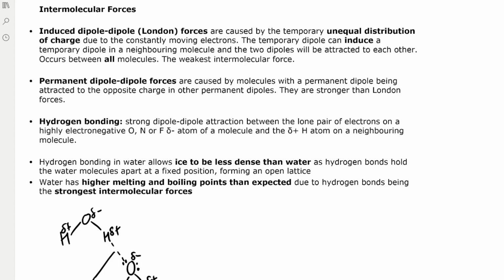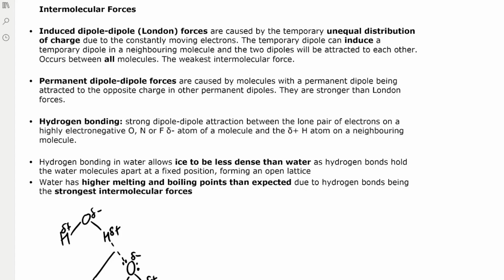Hydrogen bonding is responsible for some of the anomalous properties of water. So, for example, it allows ice to be less dense than water, as hydrogen bonds hold the water molecules apart at a fixed position, forming an open lattice. So this is why when water freezes, it expands.